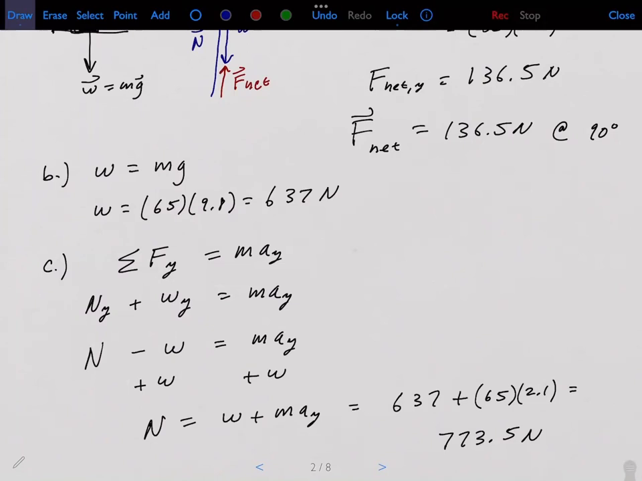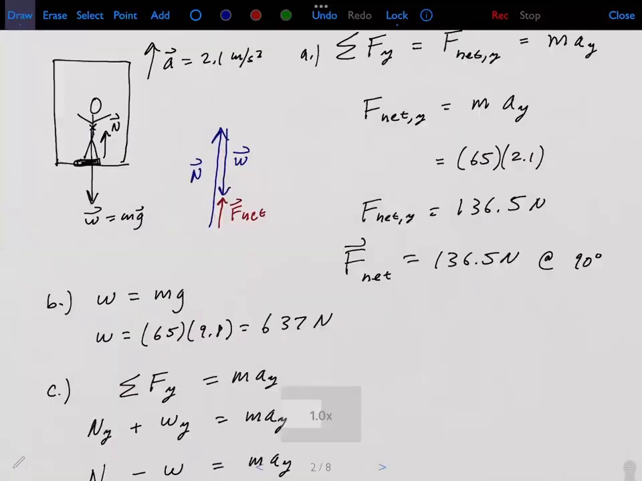And notice that this value is greater than her weight, right? And we kind of knew that when I drew the picture here, right? So this value right here, which is 773, is greater than the weight, which is down at 637. So we have this net force up of 136.5.